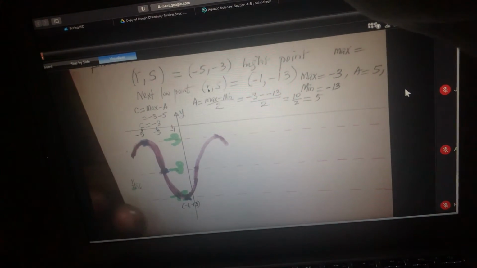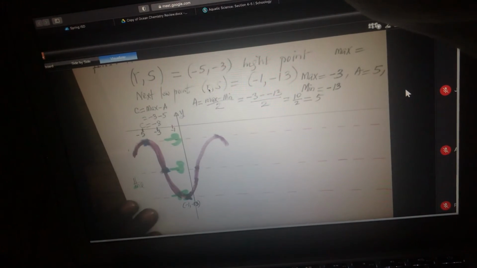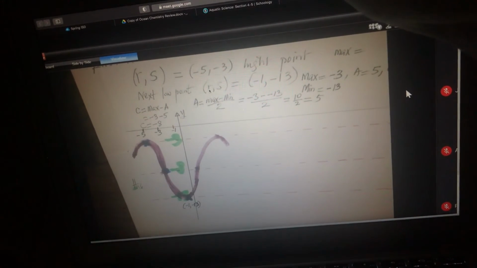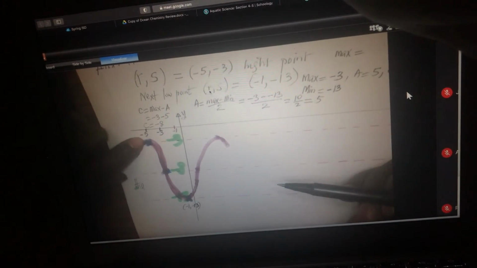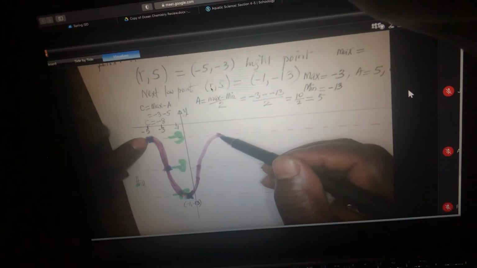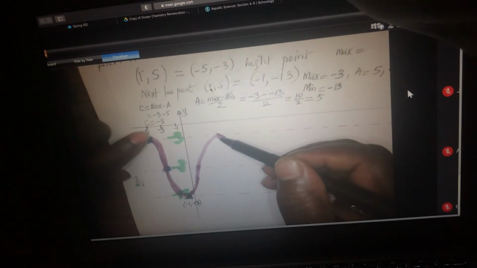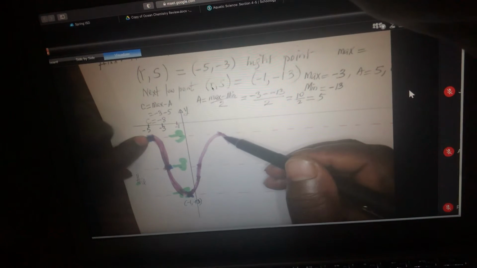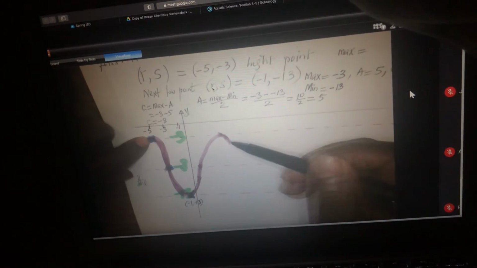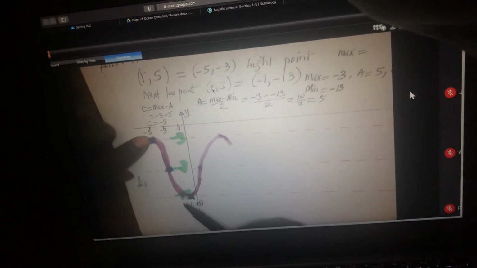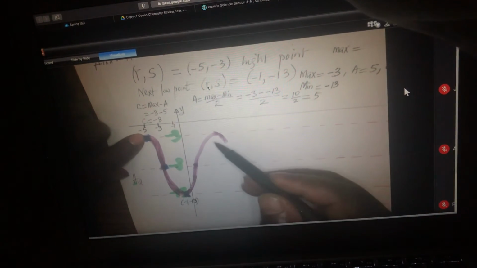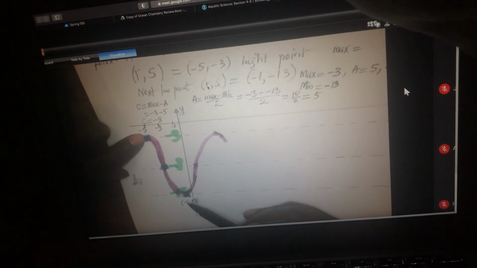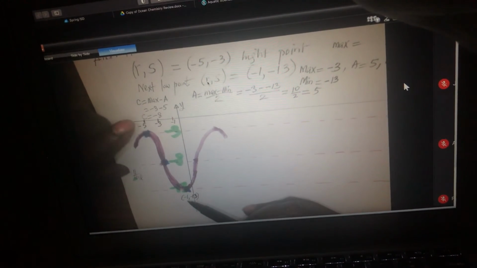Ladies and gentlemen, when I taught you this information, that a period is from top to top, isn't it true? A period is from top to another top. But I don't have that information. What I have is from top to bottom. From top to bottom or from bottom to top is half of a period. Do you understand what I'm saying?